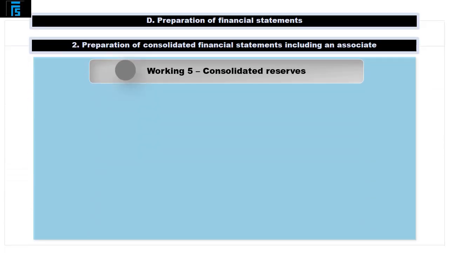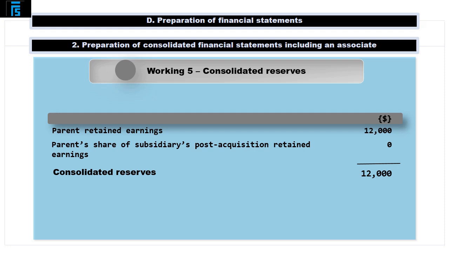And finally, working number 5, which we will use to derive the group retained earnings figure. This kicks off with the entire retained earnings of the parent, giving 12,000, to which we add the parent's share of retained earnings generated by the subsidiary since the acquisition. Recall that as part of working 2, we already identified this number to be 0, which leaves us with a group retained earnings total of €12,000.